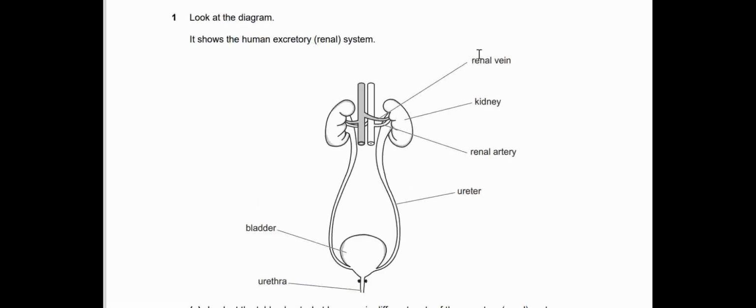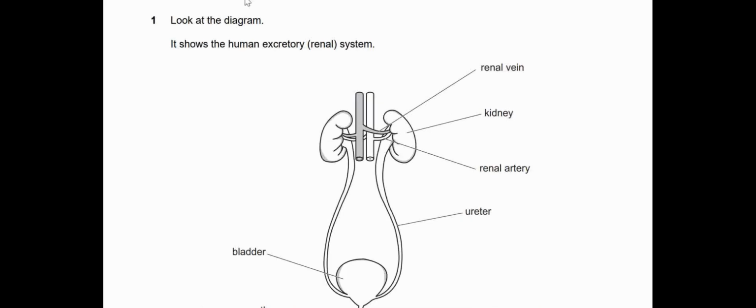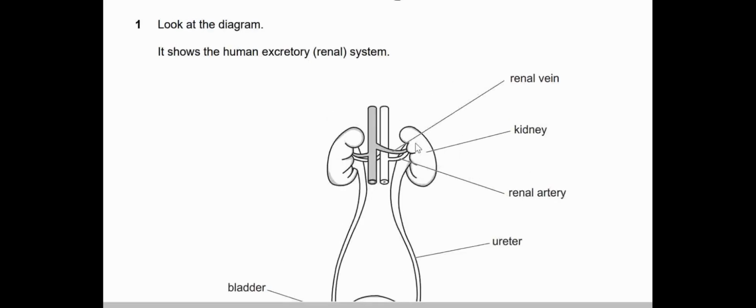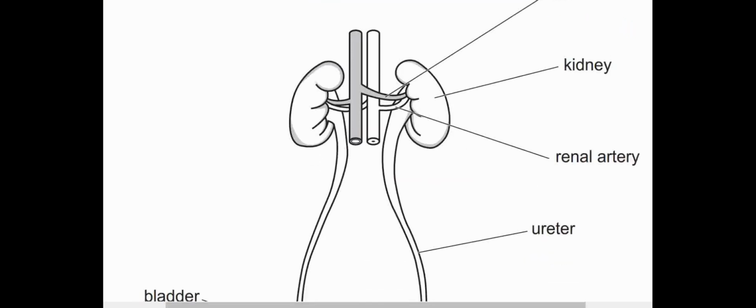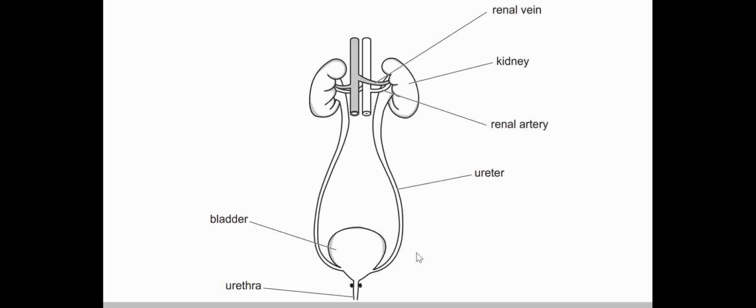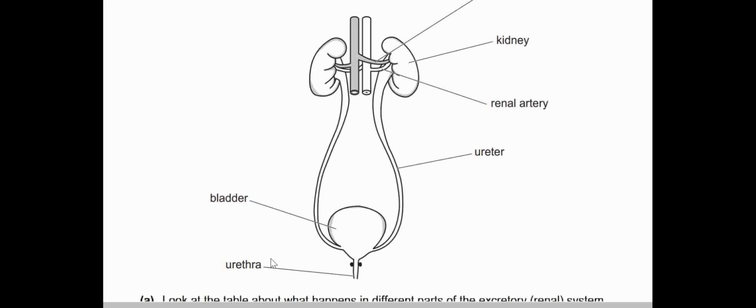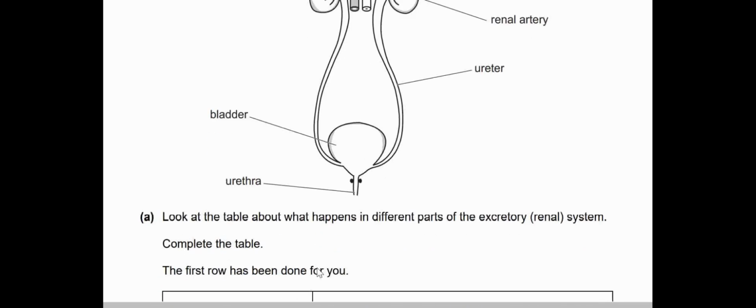This is the renal vein. This is the kidney, and the renal artery, and this is the ureter, bladder, and urethra. Let's see the question.